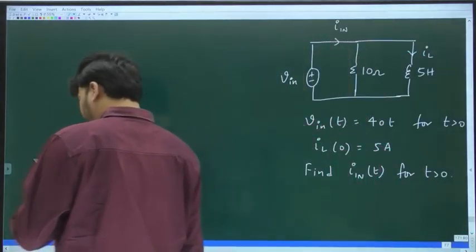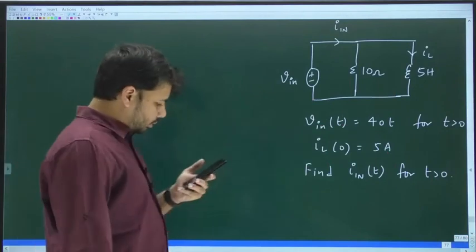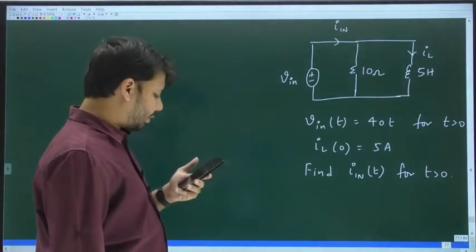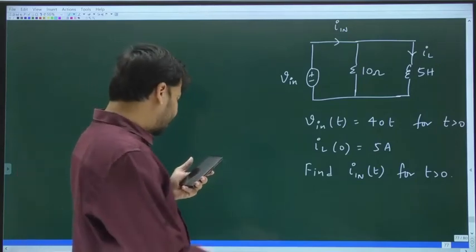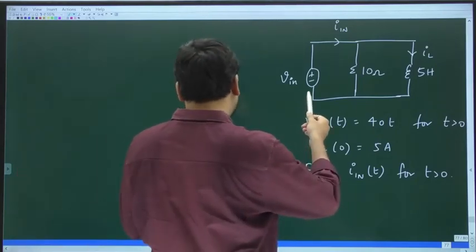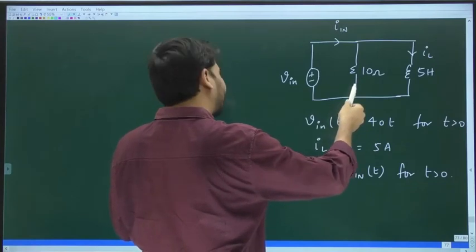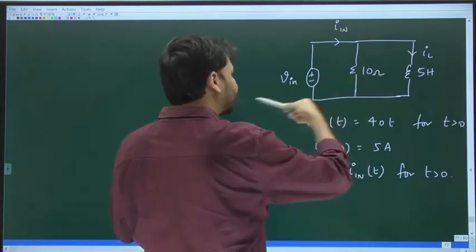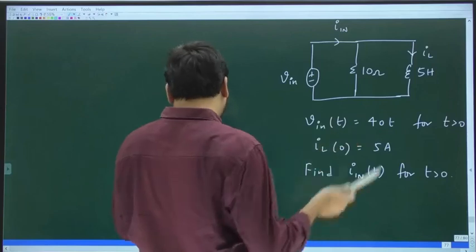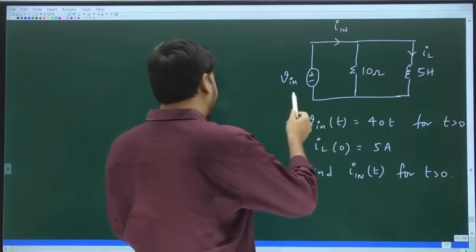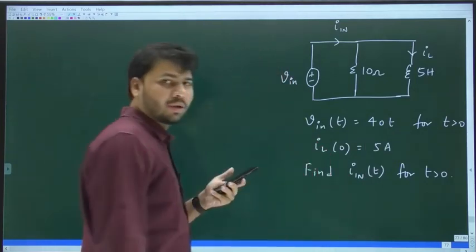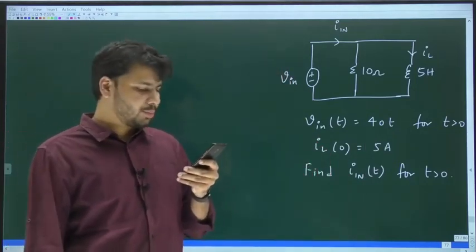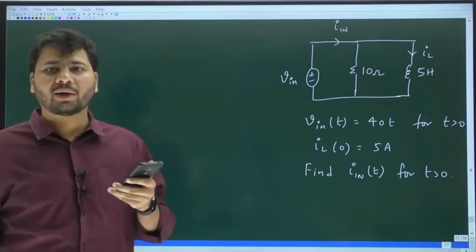Moving on to the next question. So what is given in this circuit? We have 3 elements in parallel. Do you all agree with that? We have a voltage source across which there is a resistor and also an inductor. So all 3 elements are in parallel. They'll have the same voltage drop. The value of the input voltage source is given. It is 40t. What kind of voltage is this?